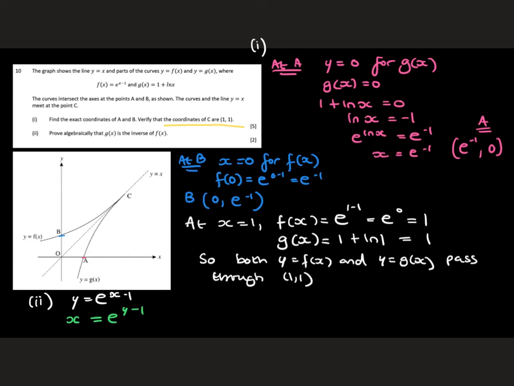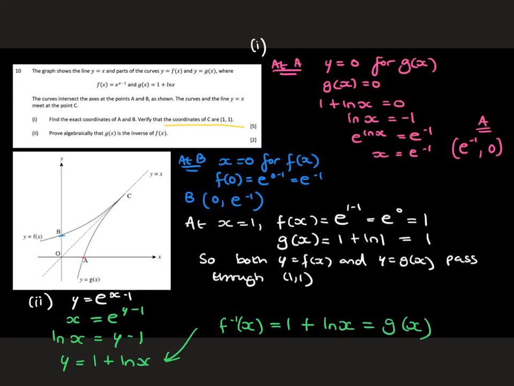So take ln of both sides. Ln x is equal to y minus 1. Y is equal to 1 plus ln x. Now that gives me f minus 1 of x, which is 1 plus ln x. And if you notice, that is the same as g of x.